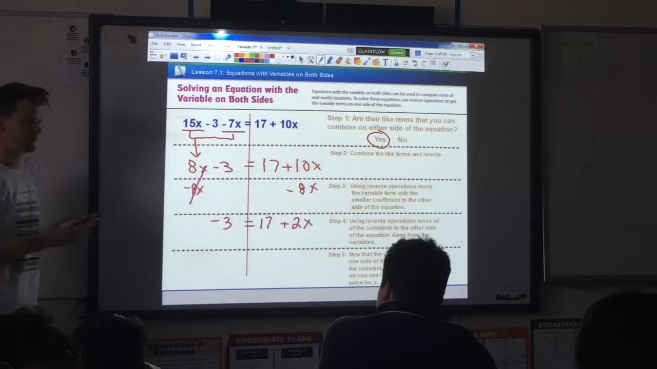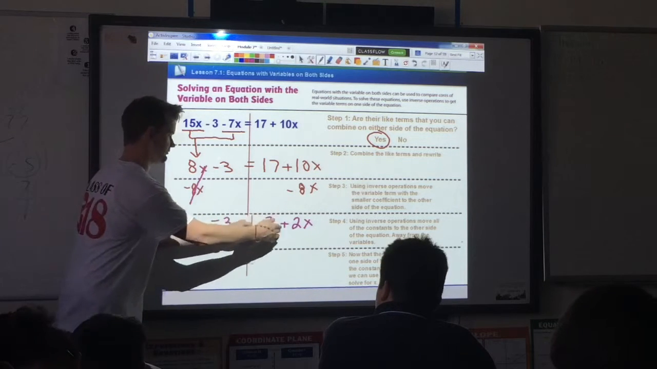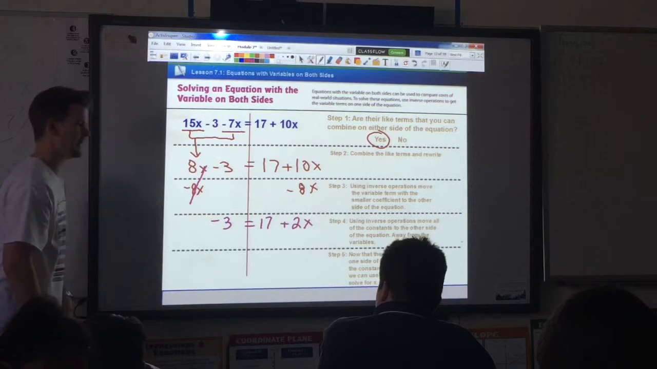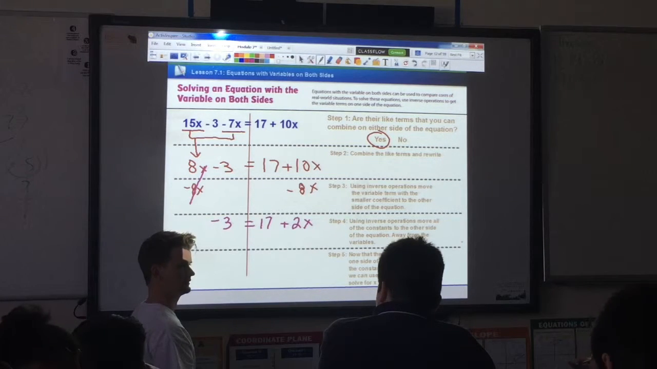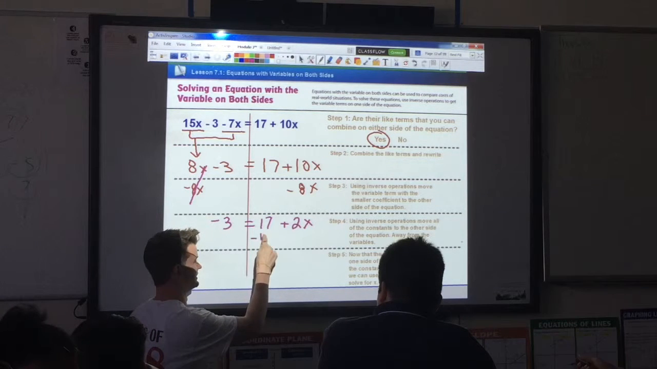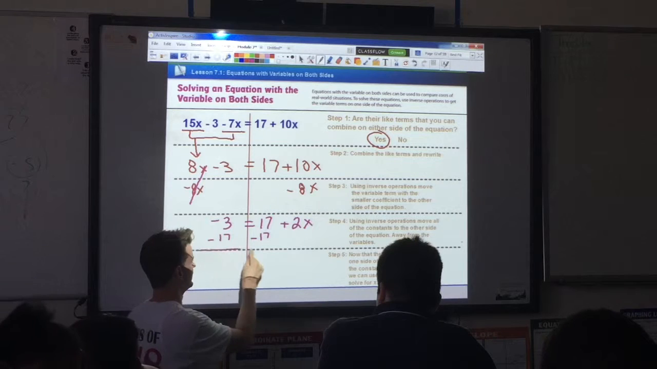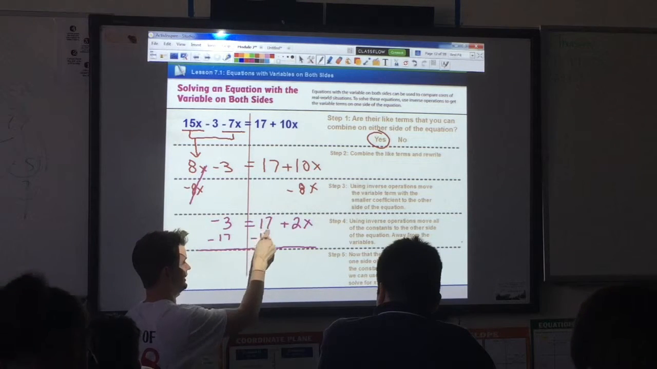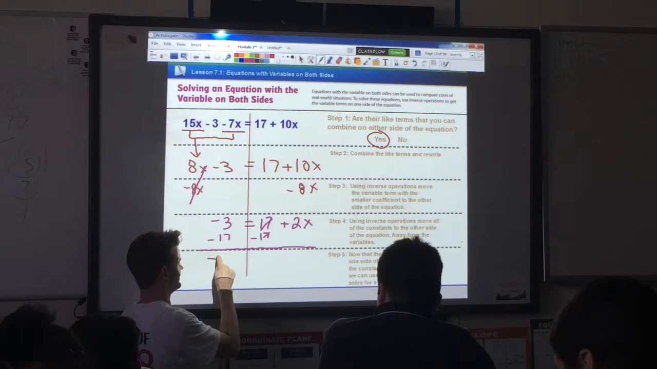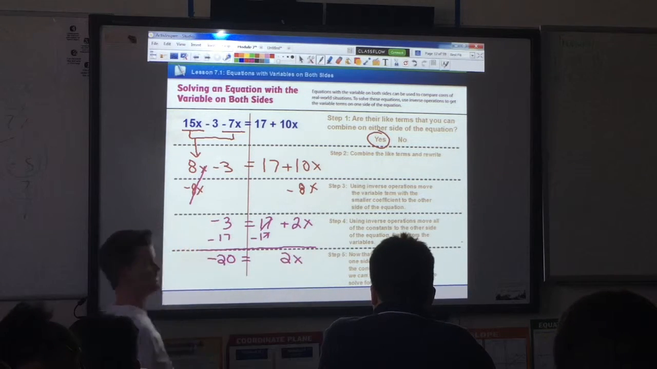I have all my variable terms together. Now I must get all my constants together. So I've got to take this term and move it over here. What's the opposite of a positive 17? Negative 17. So I subtract 17 from 17 and I subtract 17 from 3. And what's going to happen to those two 17s? They cancel, and I end up with negative 20 is equal to 2x.